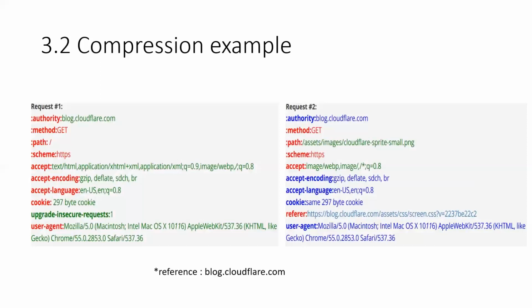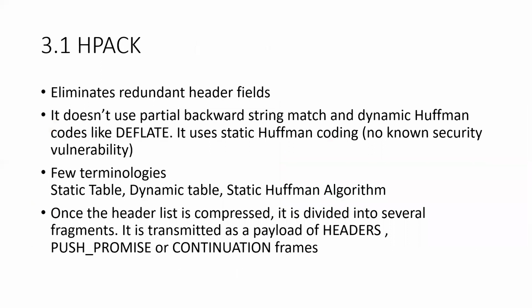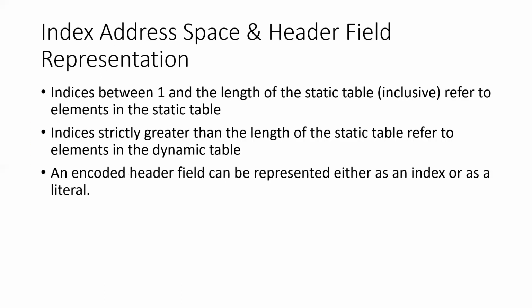Now if you come to request 2, the first field, that is authority, is already there in the dynamic table. So here also you don't have to send authority, you can simply send a reference. And the red thing in request 2 is already there in static, the blue thing is already there in the dynamic table. Whatever is left, we will compress it using Huffman. So this is how the HPACK compression works. Okay.